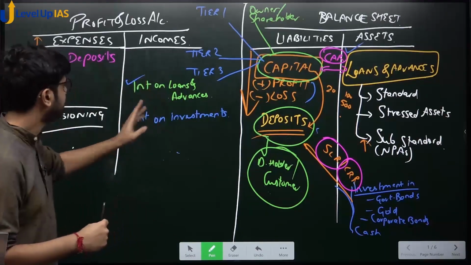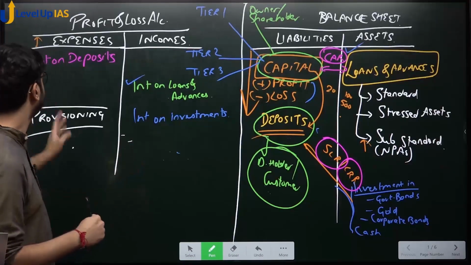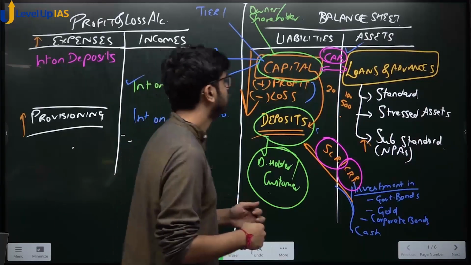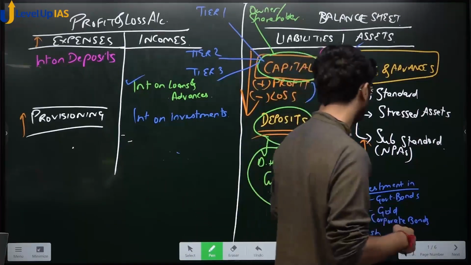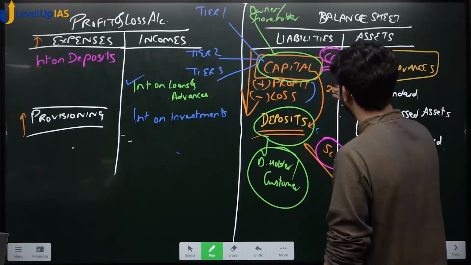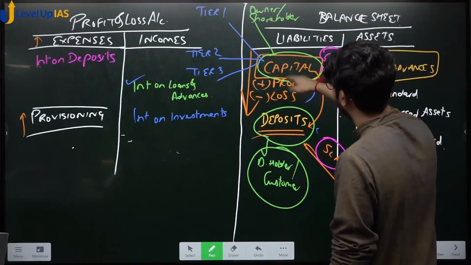We have seen interest on loans and advances, interest on investments, provisioning. We have seen interest on deposits also. We have seen so many things about stressed assets, substandard assets. We have seen investments. We have seen about SLR, CRR. We have also seen about owners, shareholders putting in capital.